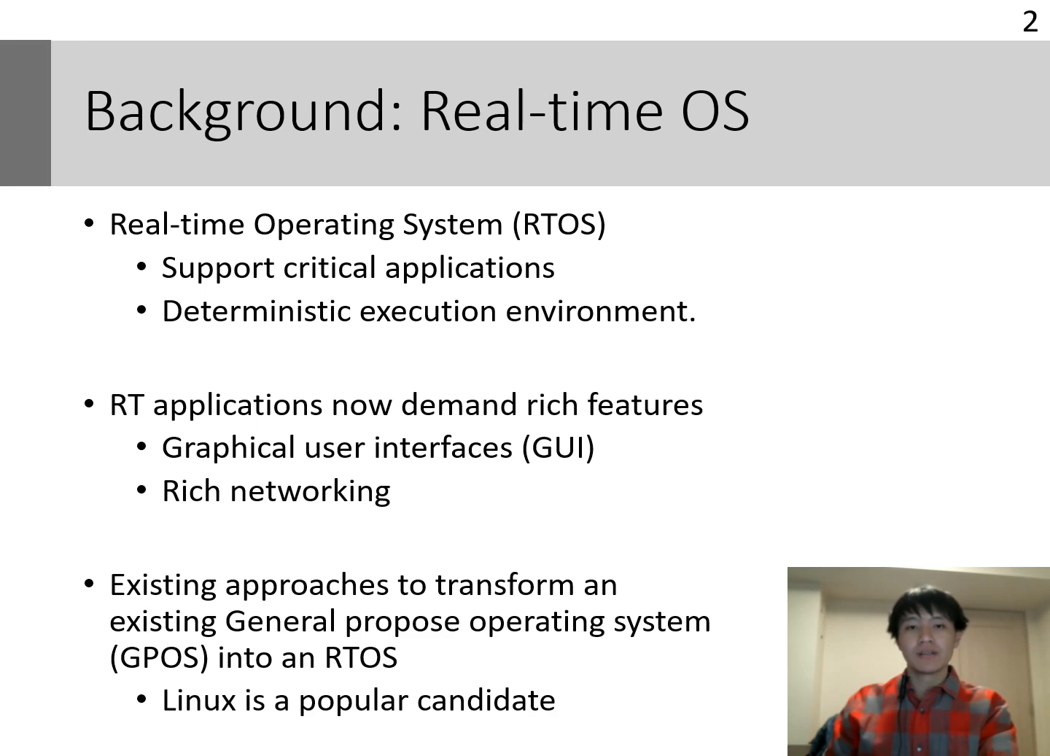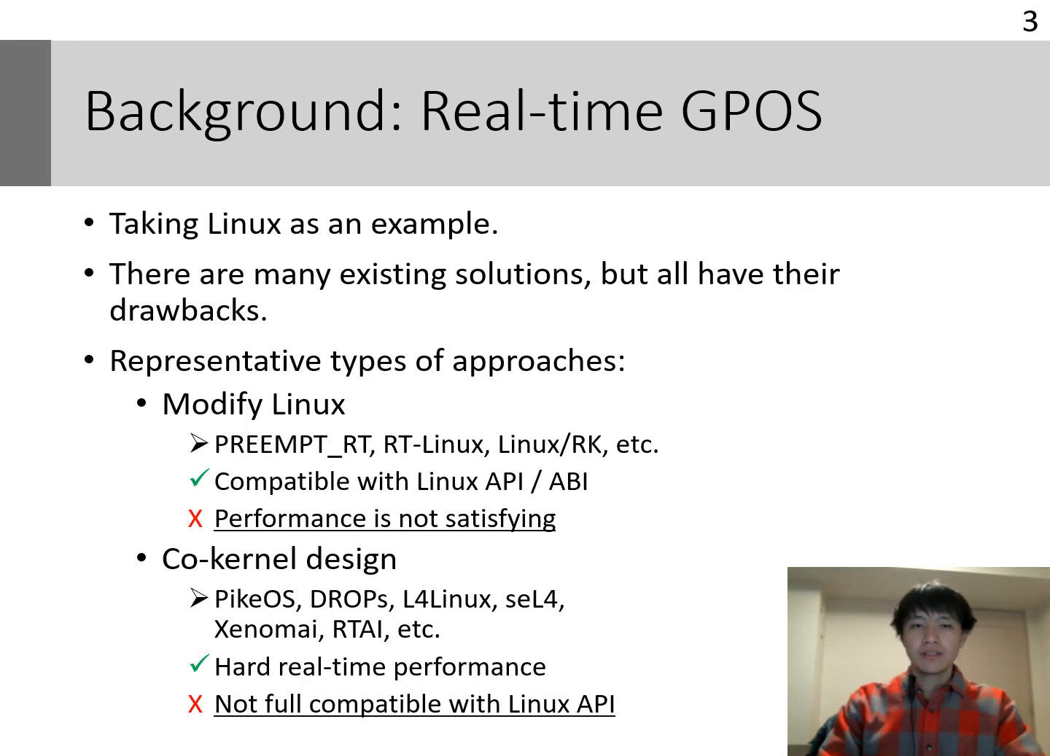A popular candidate nowadays is Linux. Taking Linux as an example, there are multiple real-time Linux implementations, but most of them have their weaknesses. In addition, they modify the Linux kernel itself, therefore the Linux kernel cannot be used as is. Two representative approaches include modifying the Linux kernel itself or adding a co-kernel design. Examples of solutions based on modifying the Linux kernel itself include Preempt-RT, RT-Linux, and Linux/RK. These solutions tend to preserve their compatibility to Linux, including both API and application binary interface (ABI) compatibility, so you can reuse Linux binaries. However, most of them don't have a strong real-time guarantee.